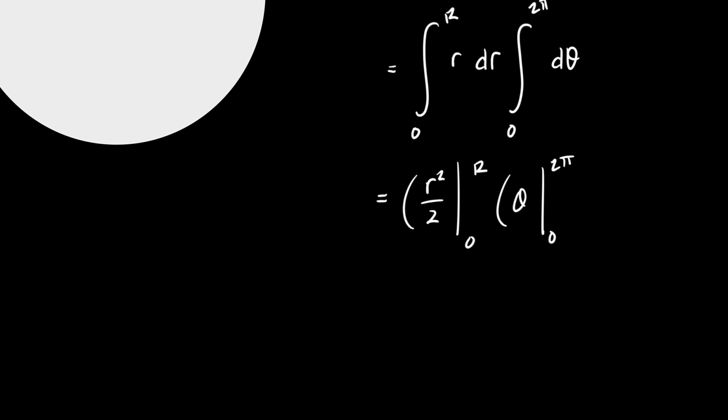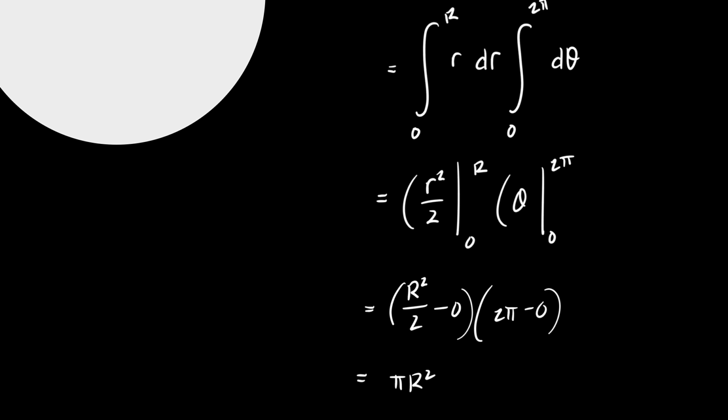All good? Any questions about those choices? Put in my top boundary, subtract my bottom boundary, and get r squared over 2 minus 0 times 2 pi minus 0. And pi r squared, right? 2's cancel. I mean, we're not surprised by this, are we? We expected to get pi r squared, or we got pi r squared, so that's nice.